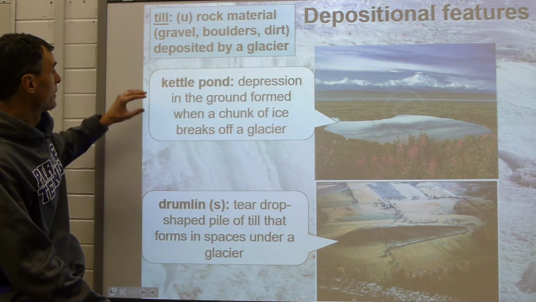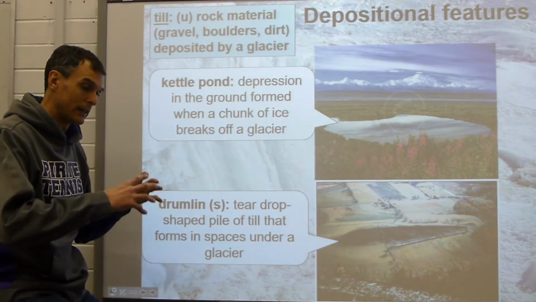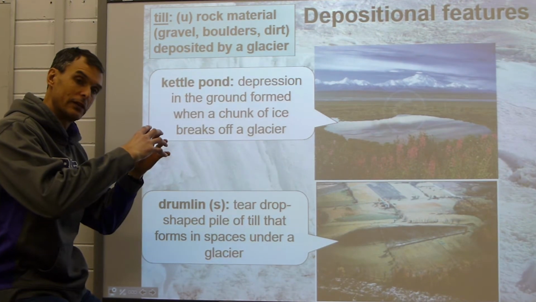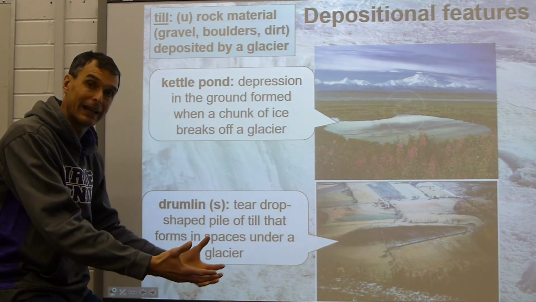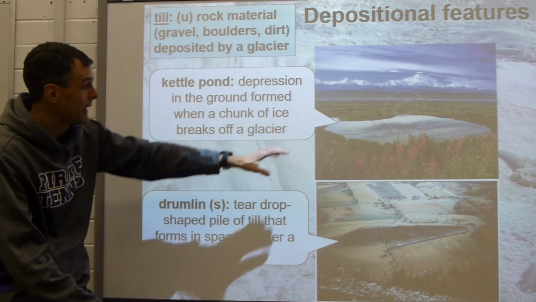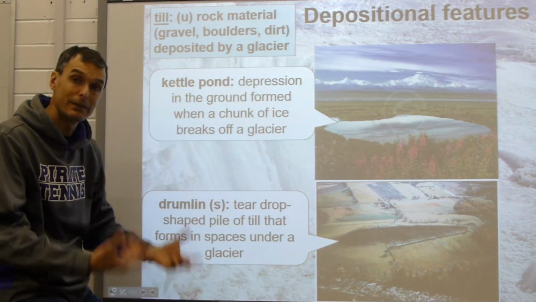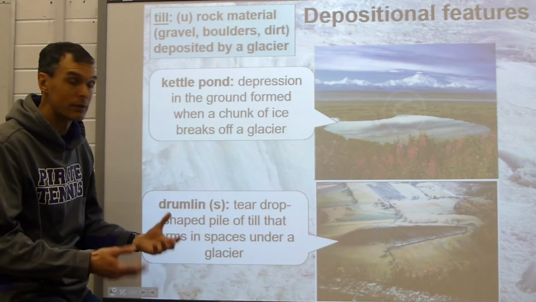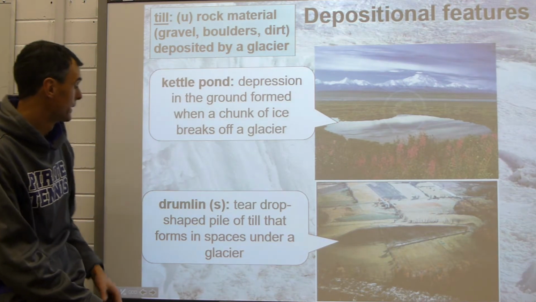So some of those features are kettle ponds. Now kettle ponds are formed when the glacier is starting to melt and chunks of the glacier break off, fall on the ground, and they're so heavy they create a dent in the ground that later will fill in with rainwater or something to create these kettle ponds. If you've been to Nine Pipes, there's hundreds and hundreds of these kettle ponds around the Nine Pipes area.